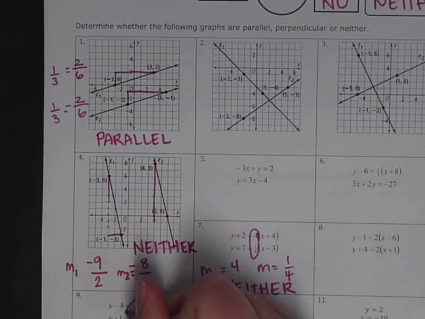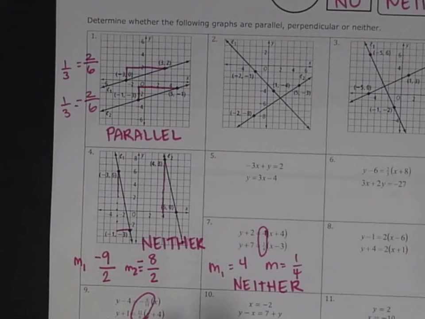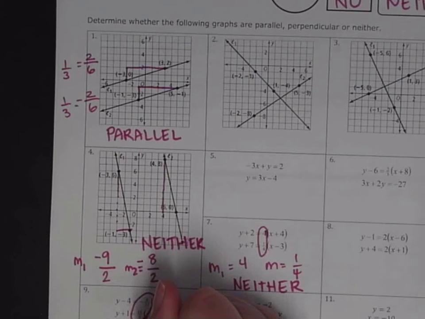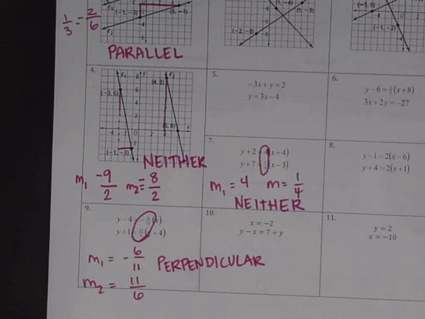But if we look right here, this one's slope is negative 6/11. The second slope is positive 11/6. They are opposite and reciprocal. These lines are perpendicular. So one is positive, one is negative, and they are flipped.